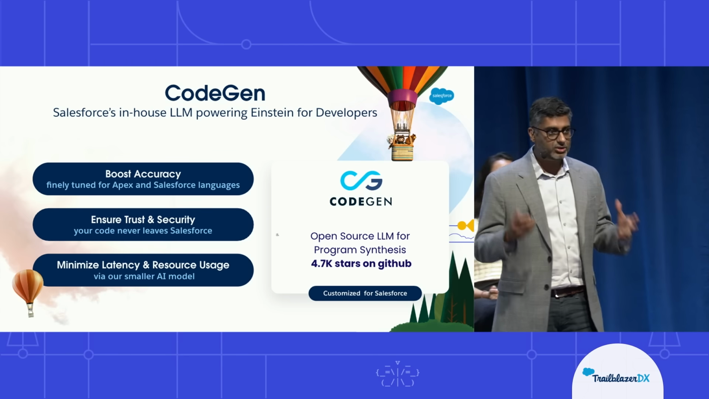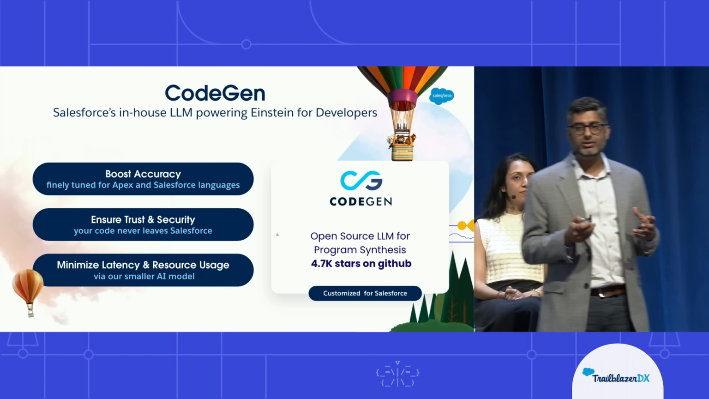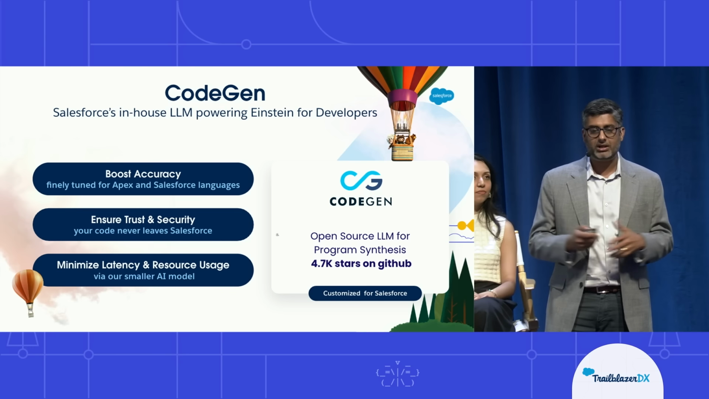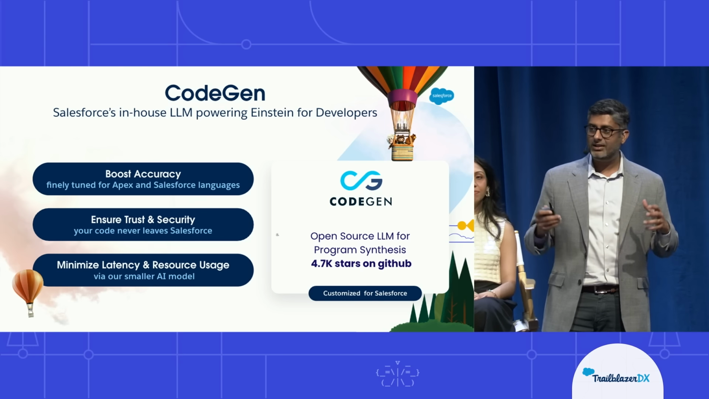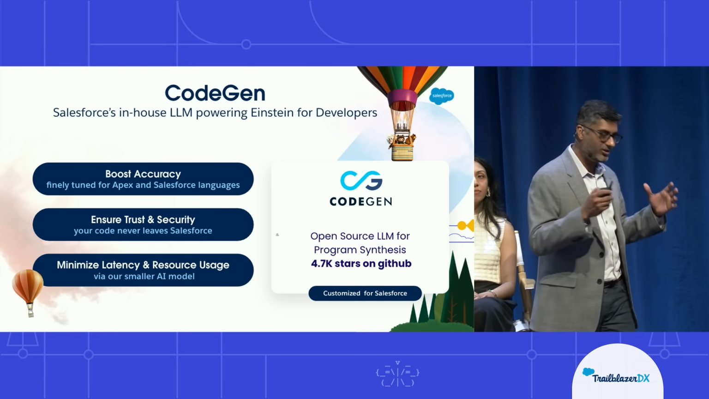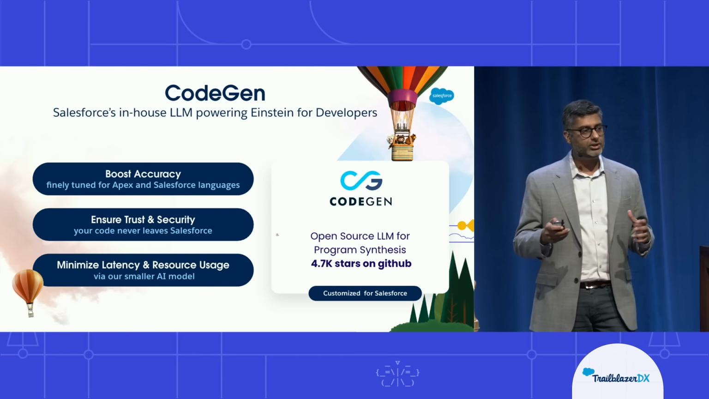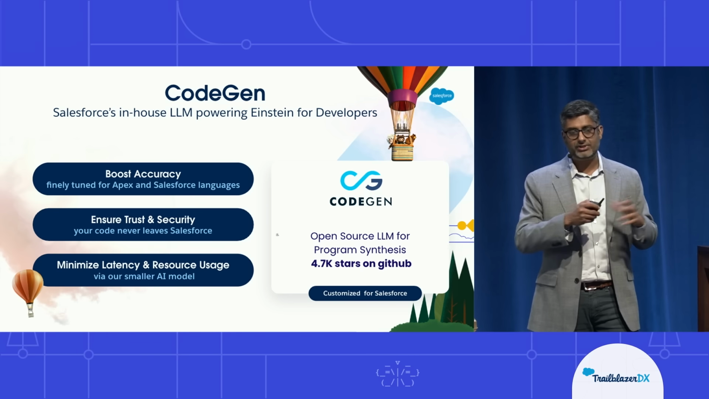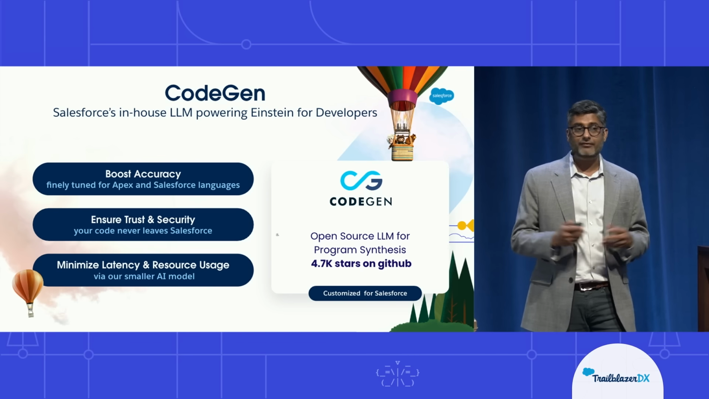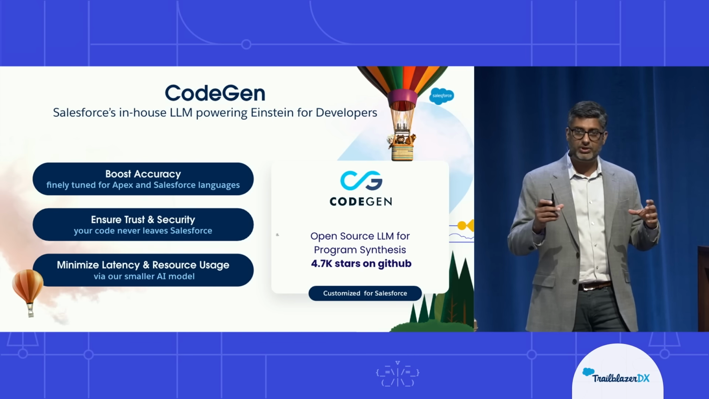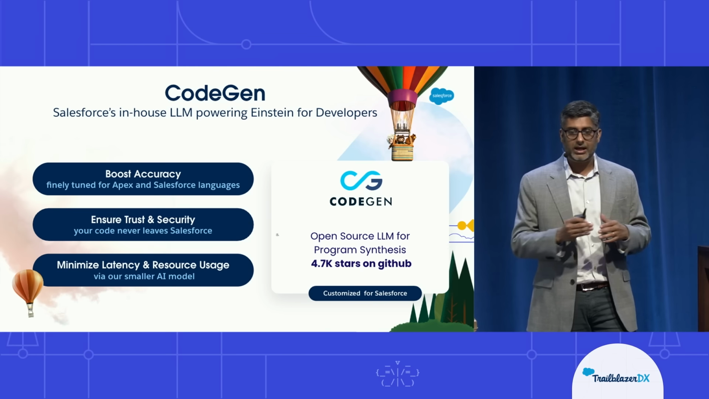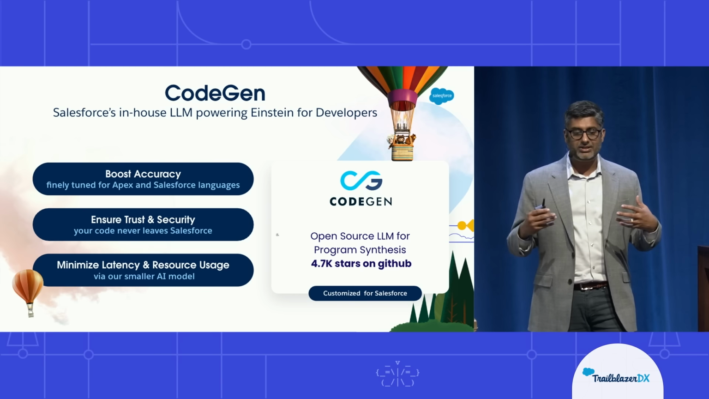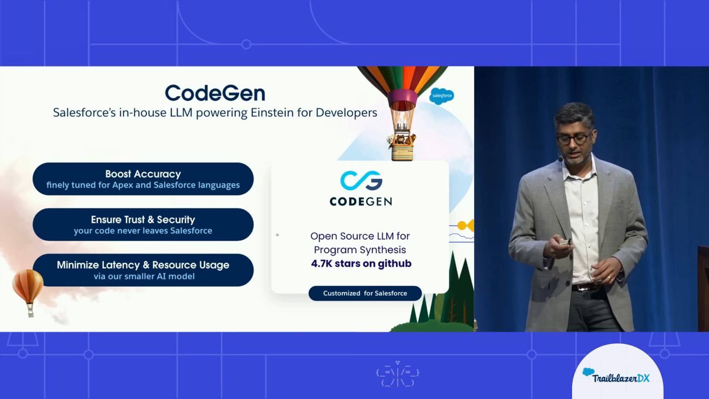First, we were able to take this model, customize and fine-tune it to help boost the accuracy for use cases that our developers care about most. And second, we are able to host this model in a trusted environment within Salesforce. So when you use Einstein for Developers, none of your prompts or code leaves the Salesforce ecosystem. And finally, some of our use cases are niche, which requires very low latency and high scalability. So we've been able to take CodeGen and customize it for this specific use case and deliver that to you.